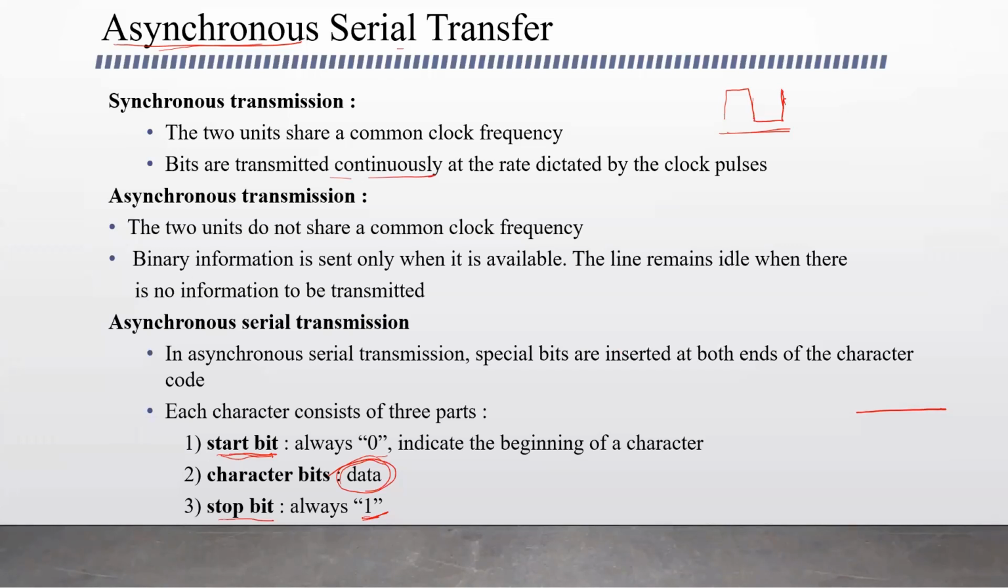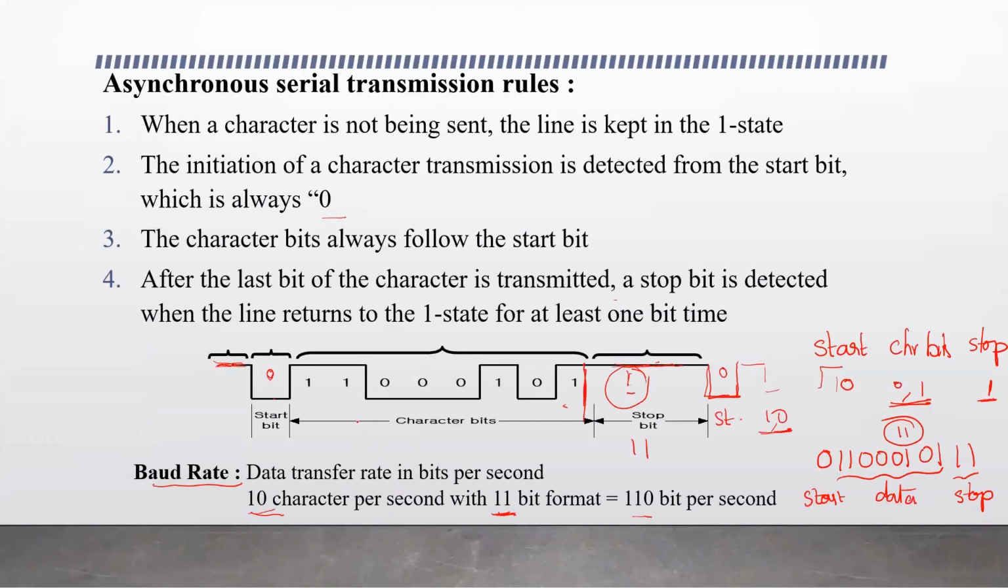and to indicate to the receiver, in serial transmission, special bits are inserted at both ends of the character code. When the character is being sent, start and stop bits are added to the character code and transmitted. The start bit is always 0, that indicates the beginning of the character, and then the data bits are placed. Then the stop bit is always 1. It may be a single 1 or 2 bits. So this is how the transmission is done.